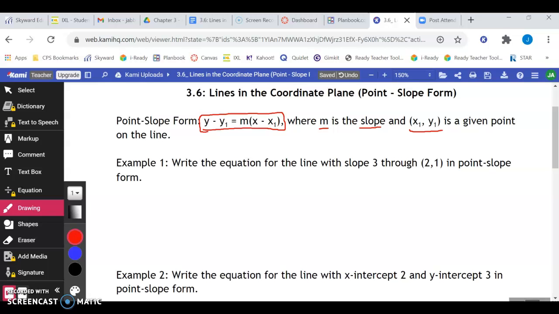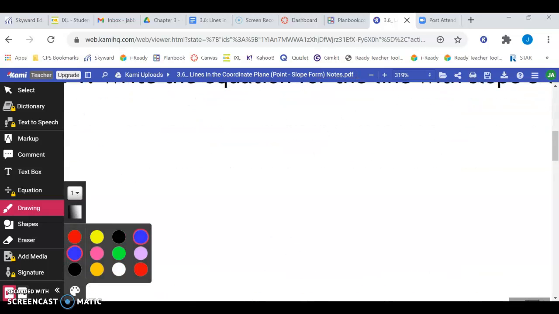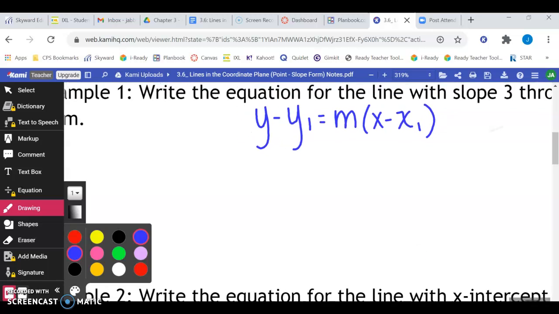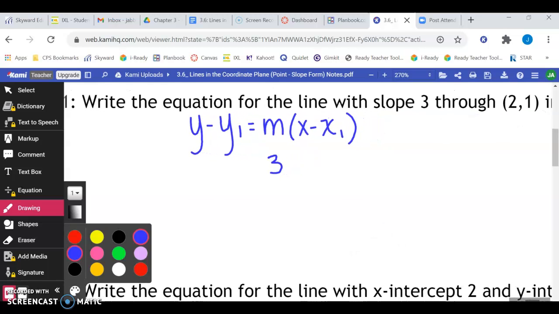So for example 1, we're going to write the equation for the line with slope of 3 that passes through 2, 1 in point slope form. So the first thing I'm going to do is write the formula out. And then I'm going to plug in what I know. It says the slope was 3. So the m is going to be a 3. And then it's going through this point 2, 1. So that's an x, and that's y, because the first one is always x, and the second one's always y.